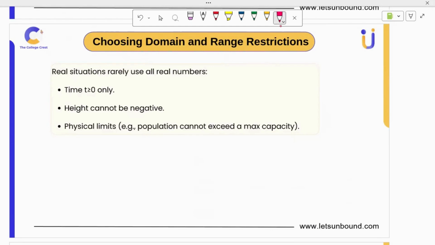Then physical limits will also be there. For example, if your rectangle has an area of 40, the length and width you assume can't go to infinity, right? They will have some restrictions. So those are all the things we should look at while solving a problem.